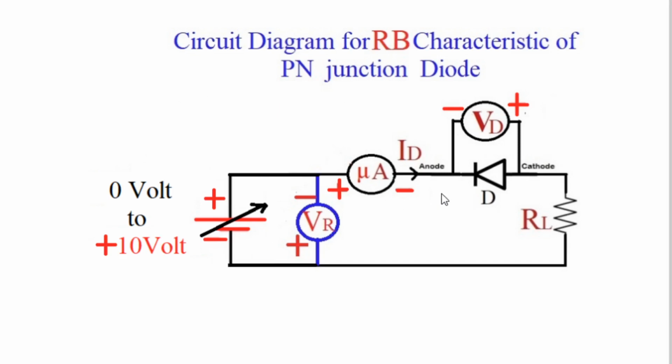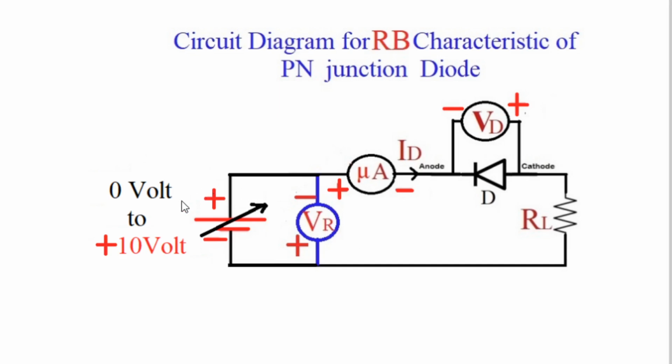And sometimes the diagram is shown in a very different manner, because the battery has its plus terminal on the upper side and minus terminal on the lower side. So sometimes only the battery is reversed. In that case, if you reverse the battery, you need not reverse the diode. The anode of the diode should be connected to the negative of the battery, and the cathode of the diode should be connected to the positive of the battery. That is called reverse bias characteristics.